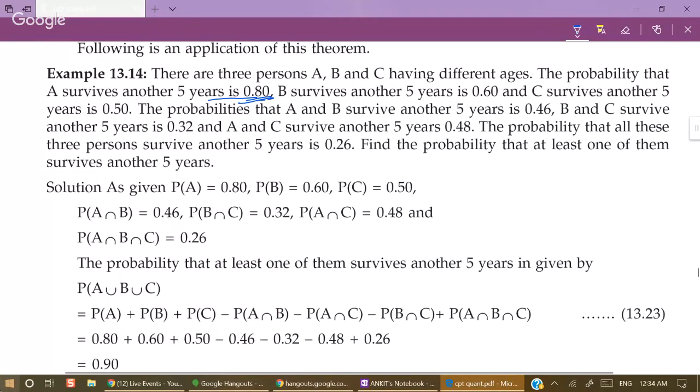B survives another 5 years is 0. So this question is about survival of people for the next 5 years. Survival of A, be it survival of B, be it survival of C, be it survival of all together. The entire question talks about 5 years.